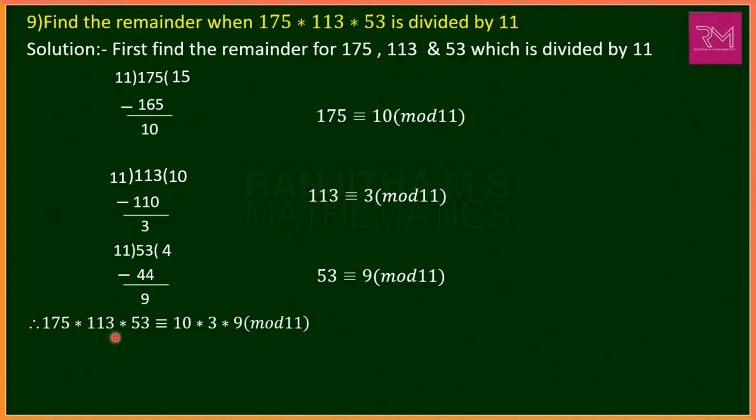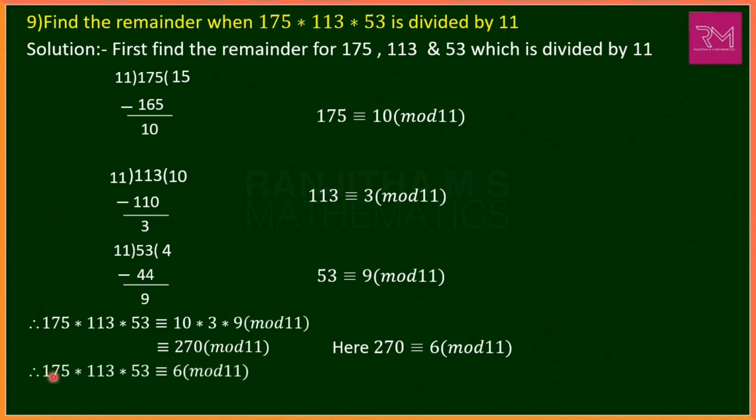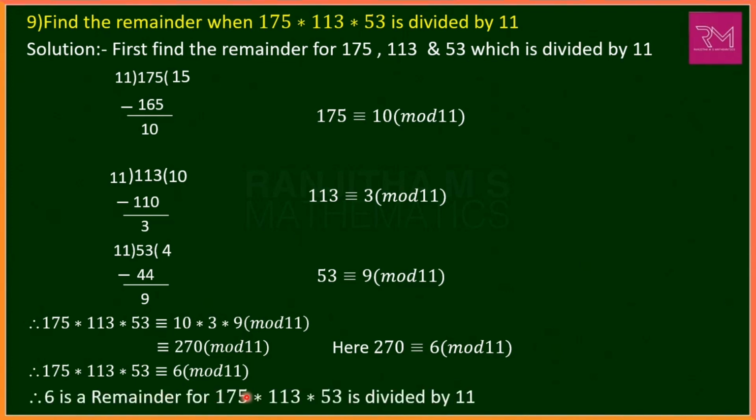That is, 175 into 113 into 53 is congruent to, here the remainder of 175 is 10, the remainder of 113 is 3, and the remainder of 53 is 9, under modulo 11. Which is congruent to 10 into 3 into 9, which is 270. Under modulo 11, we have to obtain the least remainder value. We know that 270 is congruent to 6 modulo 11. Here 11 divides 270 minus 6, which is 264. Therefore we can take 6 in place of 270. We get 175 into 113 into 53 is congruent to 6 modulo 11. Therefore we can conclude that 6 is the remainder for 175 into 113 into 53 when divided by 11.